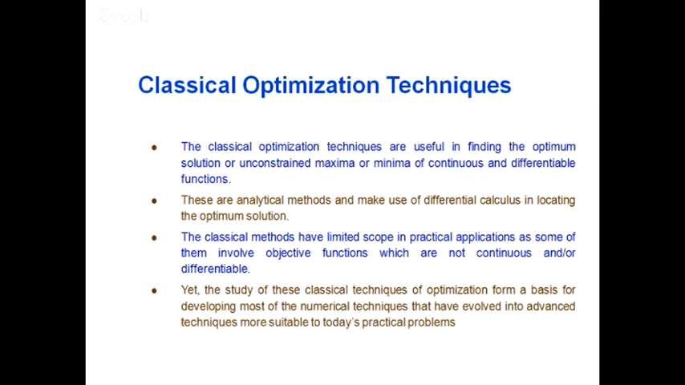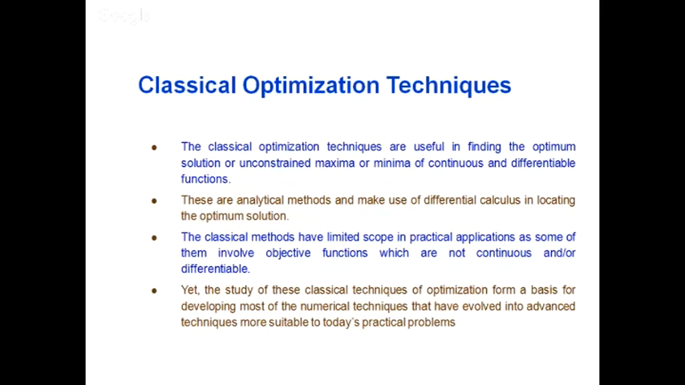Classical optimization techniques, that means there are other optimization techniques also, which are modern techniques which decide in which direction they have to go, and they are not stereotype techniques. They will find out the next step themselves, right? We'll come to it. The classical optimization techniques are useful in finding the optimum solution or unconstrained maxima or minima of continuous and differentiable functions. One of the conditions in mathematics is that the function should be differentiable at that point.